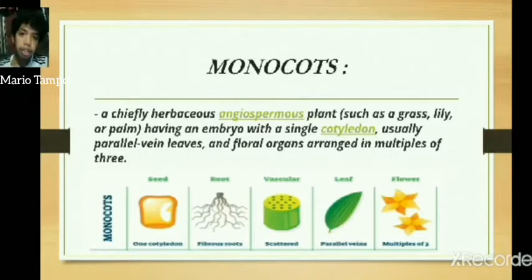Seed: one cotyledon. Root: fibrous roots. Vascular: scattered. Leaf: parallel veins. Flowers: multiples of 3.